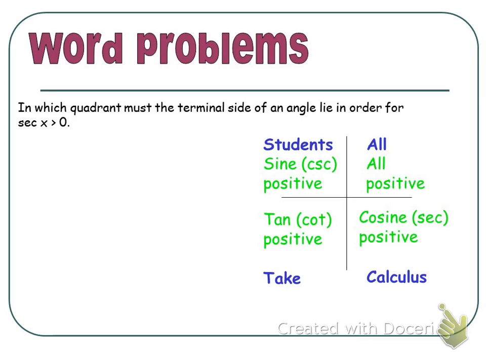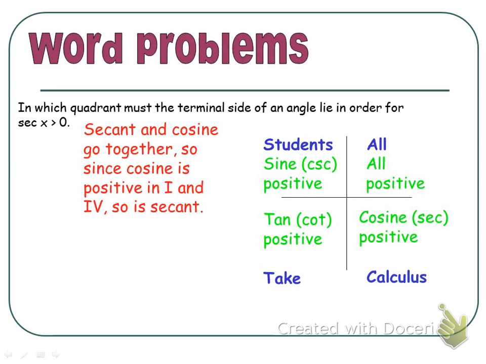In which quadrant must the terminal side of an angle lie in order for the secant to be positive? Taylor, what do you think? Where is the secant positive? 1 and 4, right? Secant is negative in the second and third quadrants. So if secant is positive, then we know we're in quadrant 1 or quadrant 4. That's where our angle is going to lie. The terminal side of the angle has to be in that.